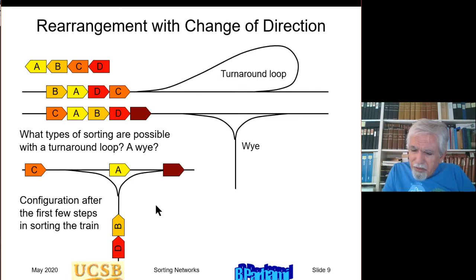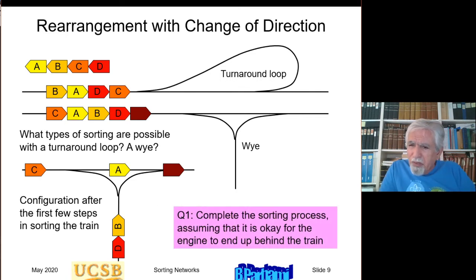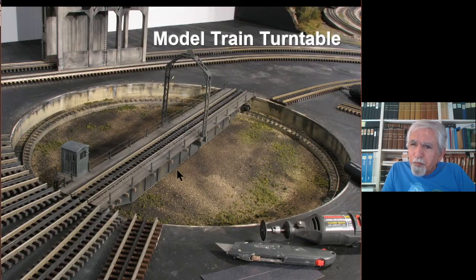And I'm going to ask you to complete as question 1 the sorting process. The objective is for the engine to pull the train to the right with the cars being in the order A, B, C, D. Okay, so complete this sorting process. Okay, this is again an example of a turntable for a model train.